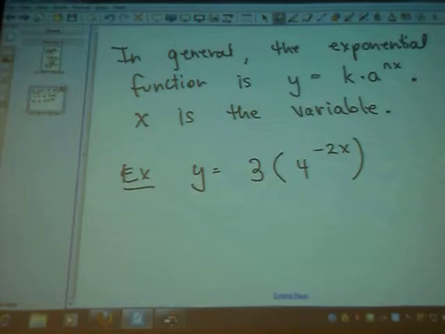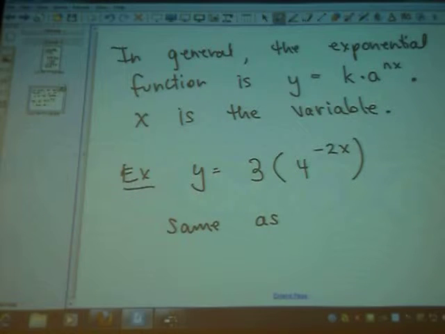So, wait, hold on. Say that again. It would become, say your variable is 2. It would become a -4, wouldn't it? Yes. And so then you raise 4 to the -4 power. Okay.